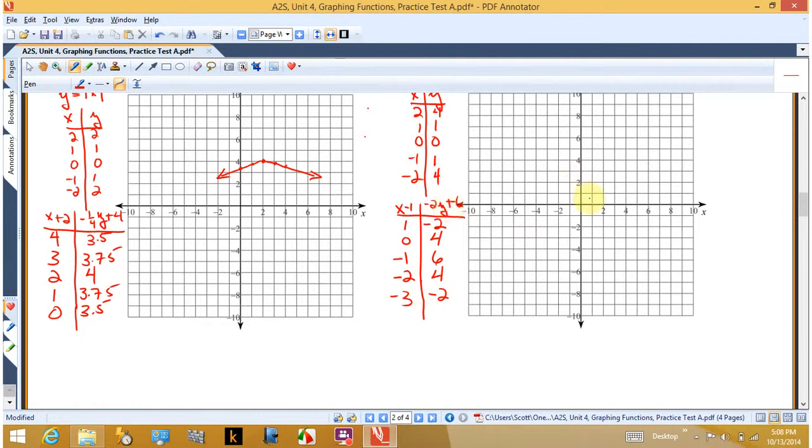Let's plot it. 1, -2, 0, 4, -1, 6, -2, 4, and lastly -3, -2. So it's going to be this parabola.